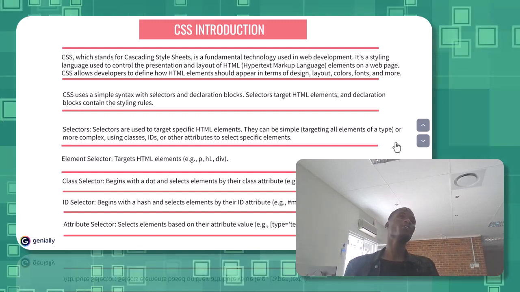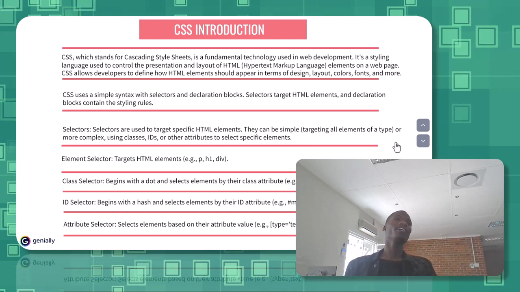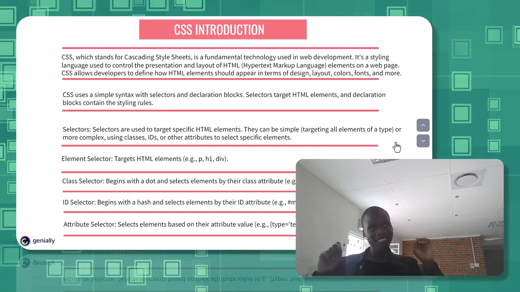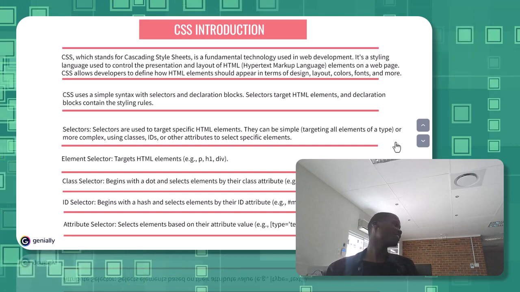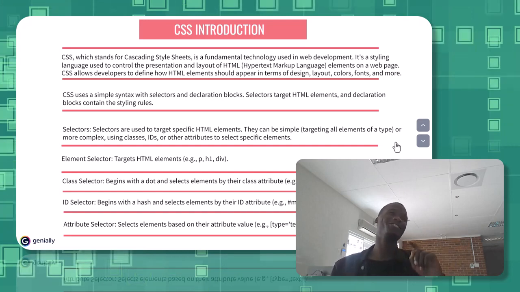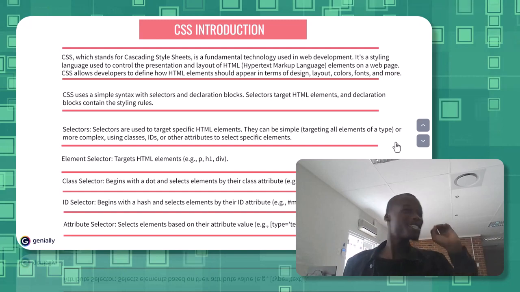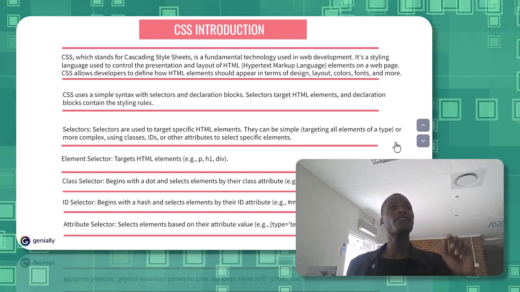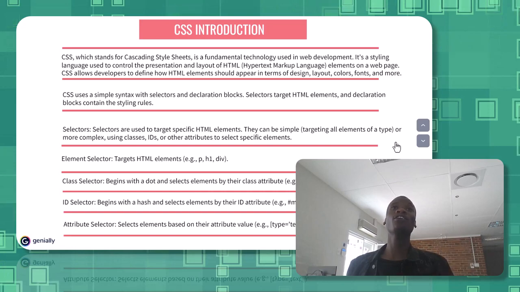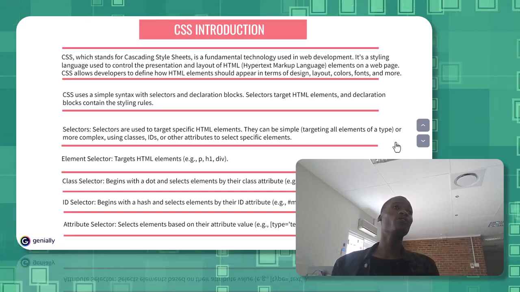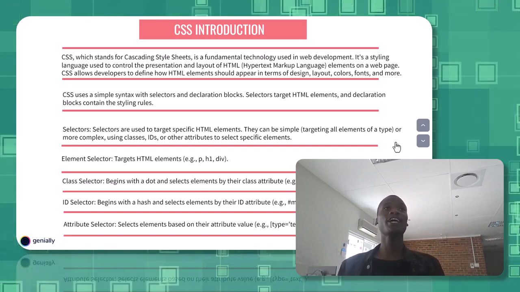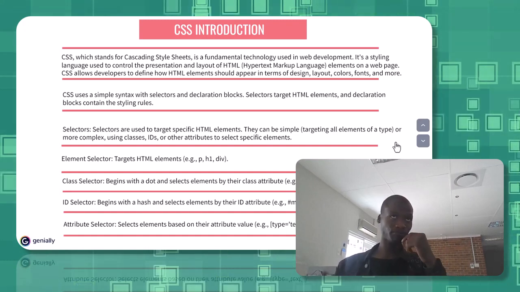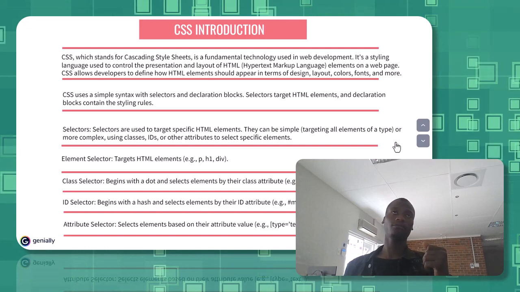So, CSS, which stands for Cascading Style Sheets, is a fundamental technology used in web development. It's a styling language used to control the presentation and layout of HTML, which is hypertext markup language, elements on our page.